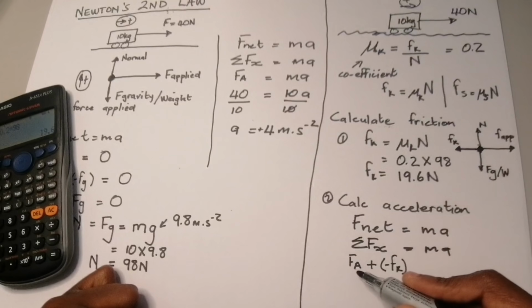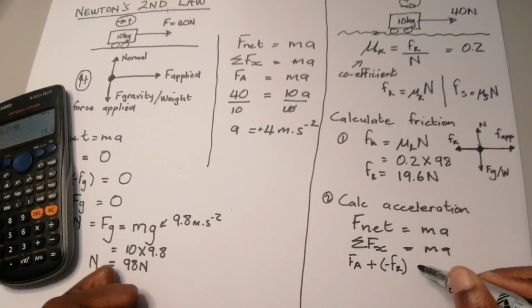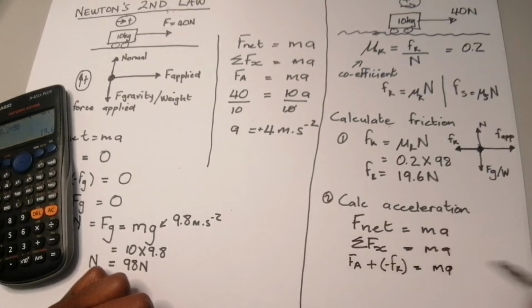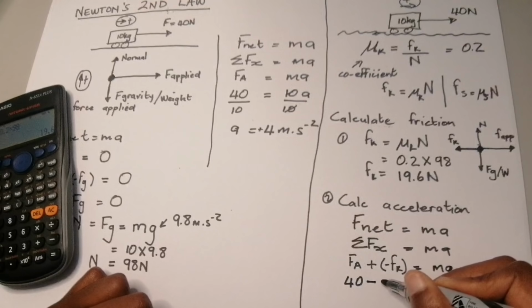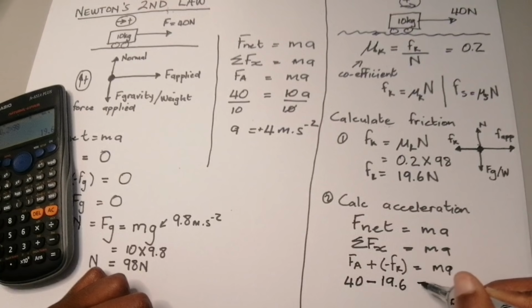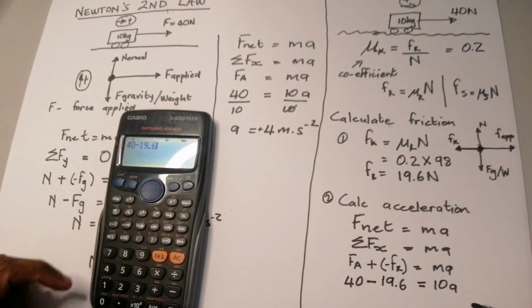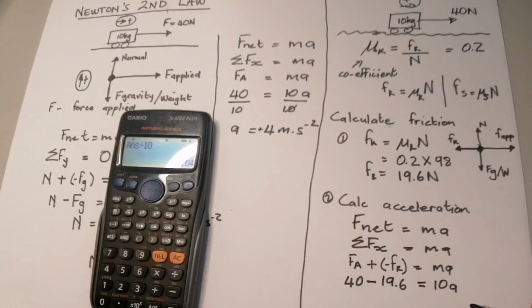Now, if you think about it, we're just looking at forces that are acting horizontally. So we said it's going to be the force applied, plus a minus. Remember we said right is positive, so friction is acting in the opposite direction. So minus friction, and this would be equal to ma. Now let's substitute our forces. We know this is going to be 40 newtons, so this is minus 19.6, and this is equal to 10a. You can do that calculation yourself: 40 minus 19.6, and you get that value. Then you divide it by 10, and there we've got acceleration is 2.04 meters per second squared.